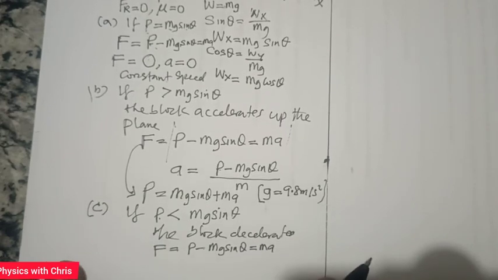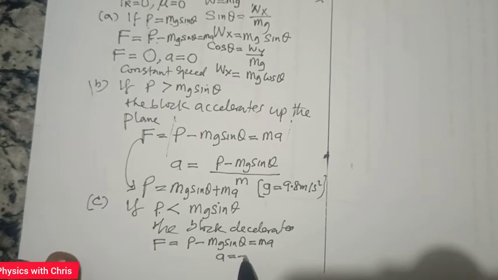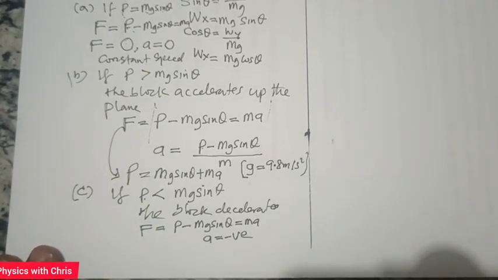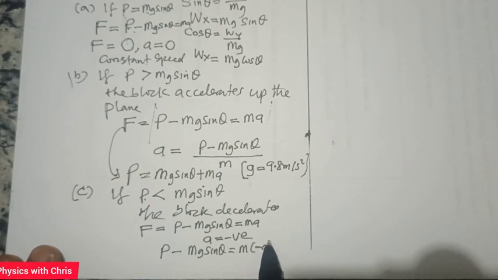So in the case of deceleration, the acceleration is given a negative sign. Which now gives P minus mg sine theta equal to m times minus acceleration. So I can determine my force P.